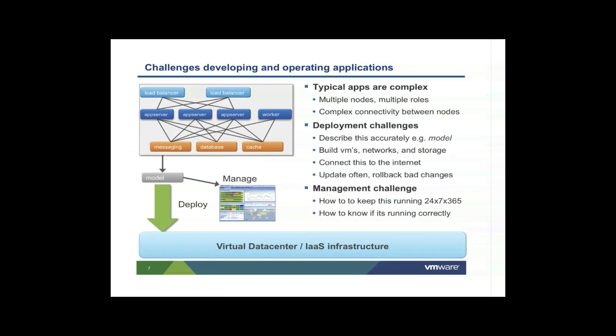And then you need to deploy it, you need to manage it, and you need to scale it, and you need to do it on a bunch of different infrastructure. So you have multiple nodes, you need to connect between all of these nodes. You have deployment challenges. How do you describe this model of deployment? How do you build VMs and network? How do you connect all of that when you're moving from an offline environment to an online environment?